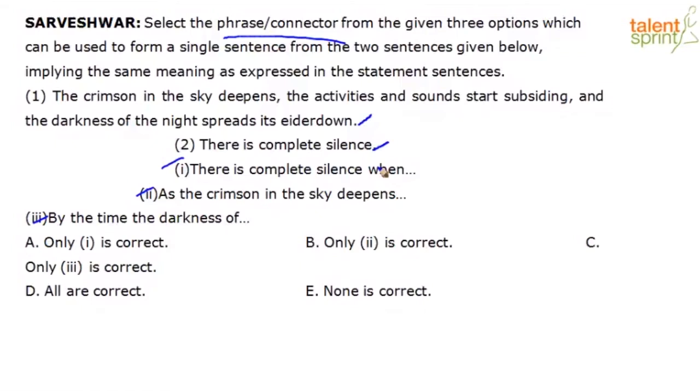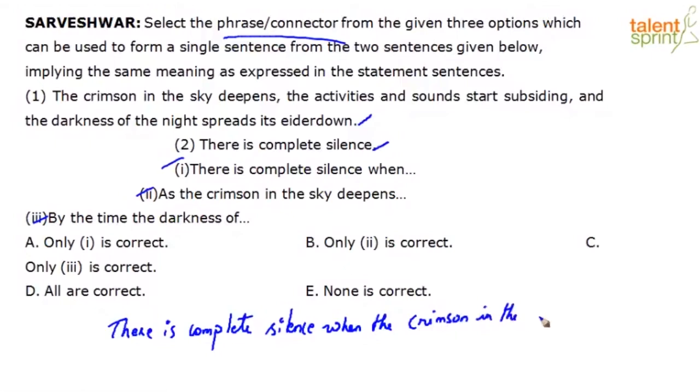A little tricky here, but I'm just going to write down everything, okay? All the sentences, then it will become clear. I have a feeling everything will make sense, but let's quickly look at it. There is option 1, right? There is complete silence when the crimson in the sky deepens, the activities and sound start subsiding, and the darkness of the night spreads its ether down. So that's one option, makes sense.